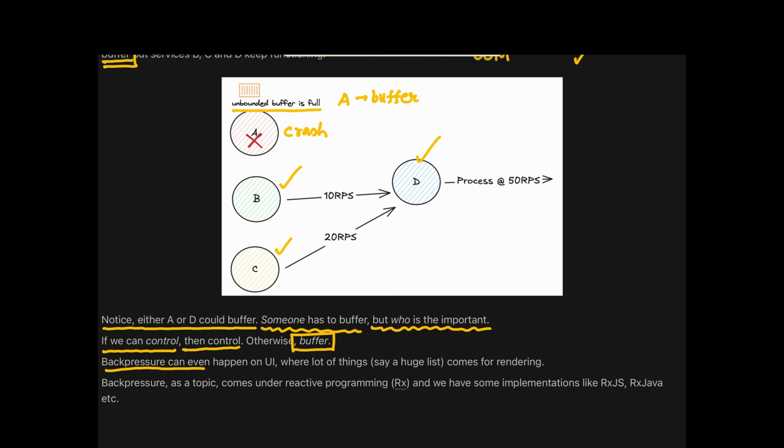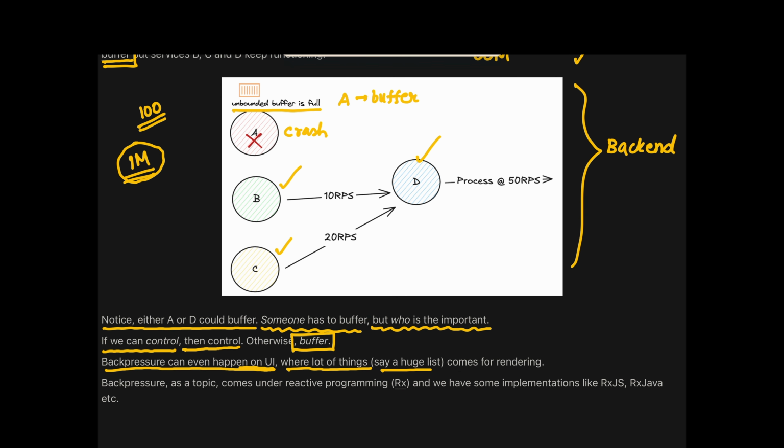Back pressure can even happen on the UI. In the above example, we took the example of a backend. But let's say on UI, a huge list is coming. Let's say 1 million records are coming for rendering. Even though in the viewport, the screen that is visible to the user at a given moment, it can only display 100 records, then should we render all 1 million records at once? The answer is no. So we have to put a back pressure. So it can also happen on UI where a huge list is coming for rendering.